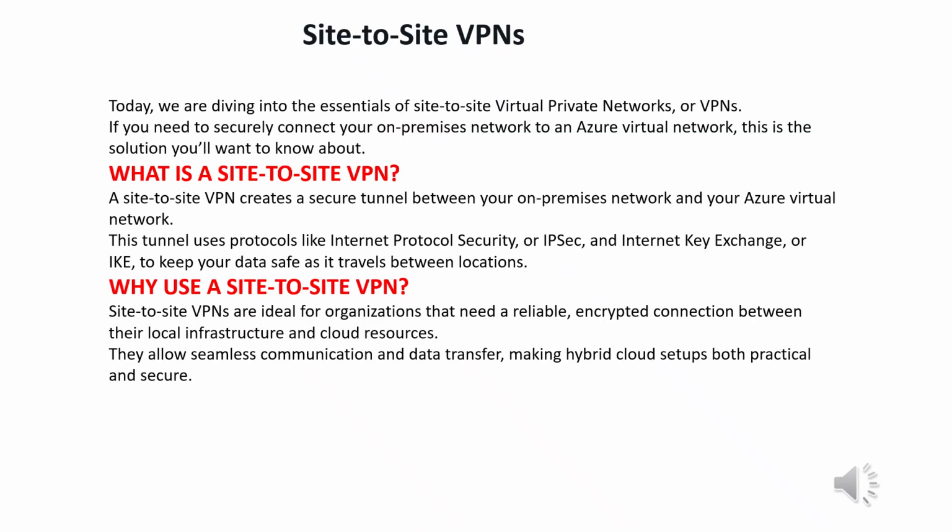Today, we are diving into the essentials of site-to-site virtual private networks, or VPNs. If you need to securely connect your on-premises network to an Azure virtual network, this is the solution you'll want to know about. A site-to-site VPN creates a secure tunnel between your on-premises network and your Azure virtual network. This tunnel uses protocols like Internet Protocol Security, or IPsec, and Internet Key Exchange, or IKE, to keep your data safe as it travels between locations.